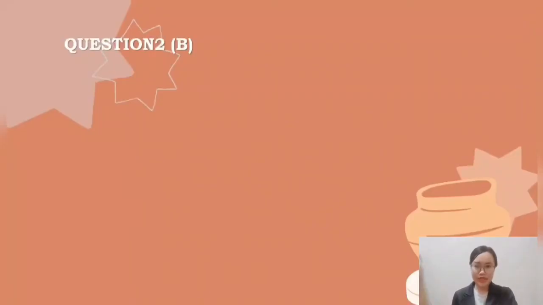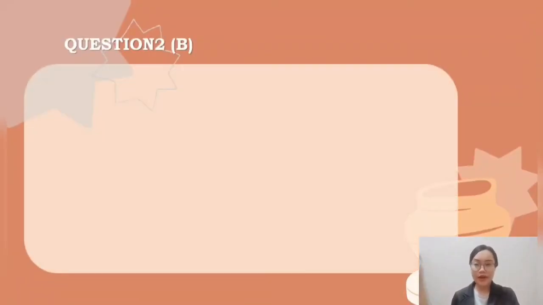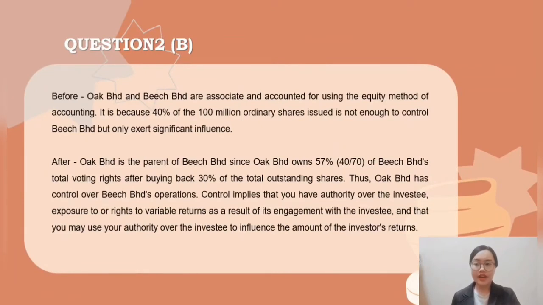Question 2b. Before the share buyback, Org and Beach Berhad are associates and accounted for using equity method of accounting. It is because 40% of the 100 ordinary share issue is not enough to control Beach Berhad, but only exert significant influence.